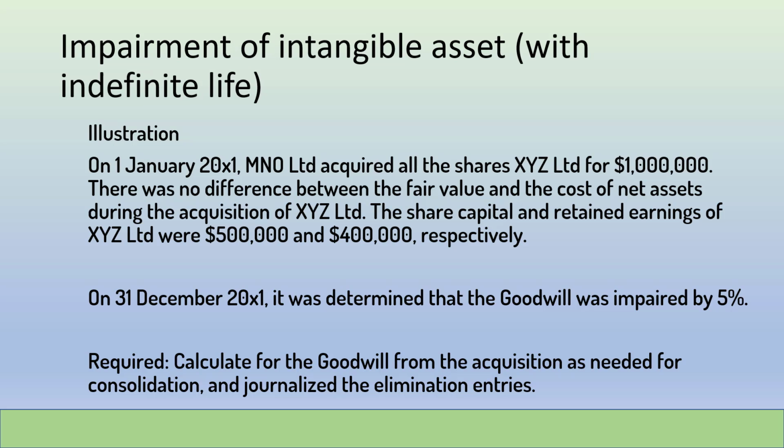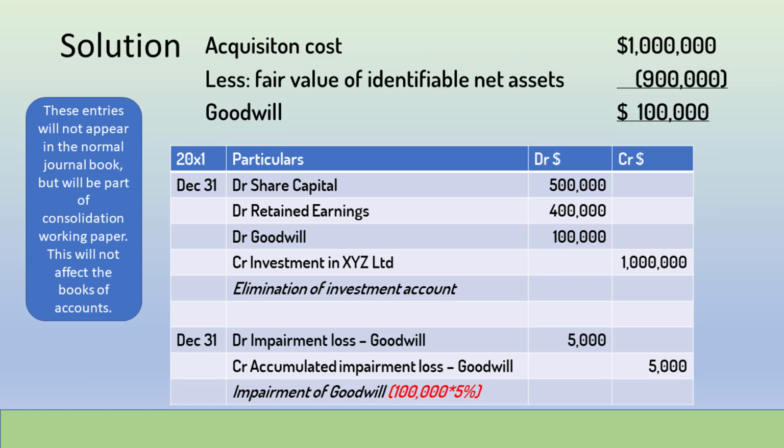And then on 31st December, the end of the year, you are supposed to consolidate because this is a 100% acquisition. And you determine that the goodwill was impaired by 5%. We were asked to calculate goodwill from acquisition as needed for consolidation and journalize the elimination entries. So the calculation of goodwill: we have acquisition cost of $1 million, and then we have $900,000, which is the fair value of identifiable net assets. The difference between these two will be goodwill.